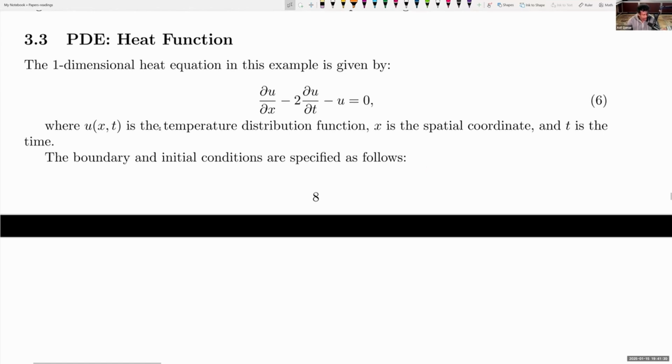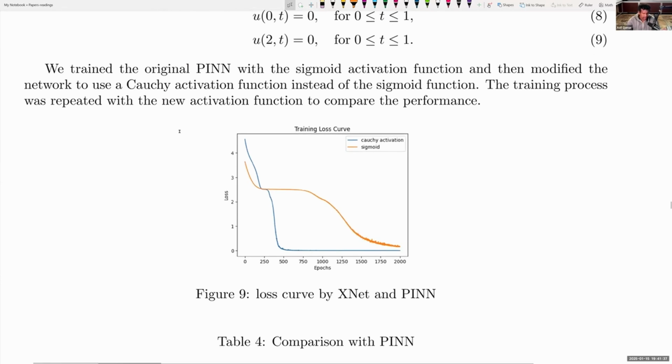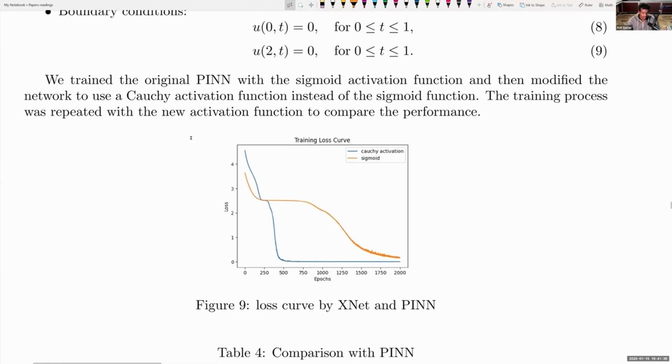They also tried applying it to partial differential equations, trying to find the solution of partial differential equations. For this, they used a physics-informed neural network.